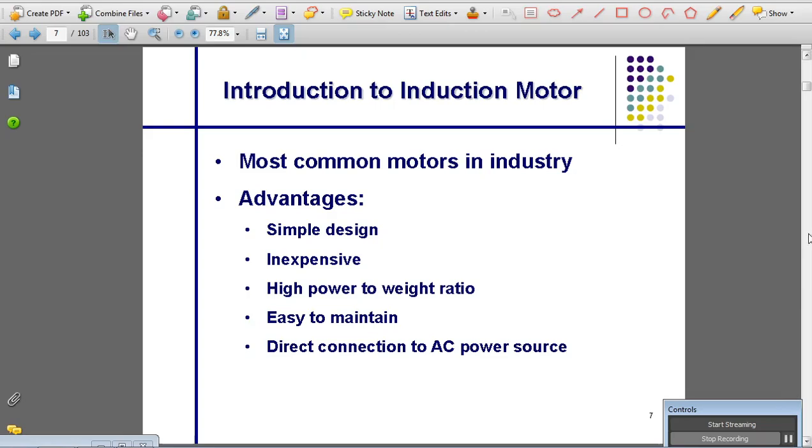For sure, the most commonly used motor in industry is the induction motor. Why? Because it is simple in design, inexpensive compared to other motors, and has a high power to weight ratio, meaning that a small induction motor can do more work due to its high power. It is easy to maintain because this motor is quite rugged and robust. Also, this motor can be directly connected to an AC power source.